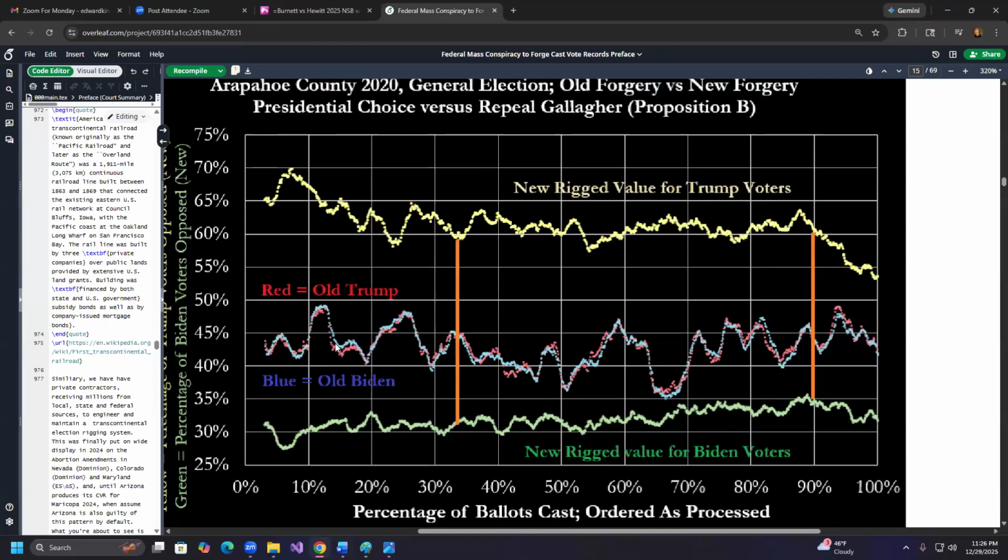The actual value is the same at every moment in time. There was no difference between Trump and Biden voters, whereas in every other county there was like a 30 to 40% difference. And that was true on all 11 ballot issues. Yes, so they really rigged the hell out of that one.